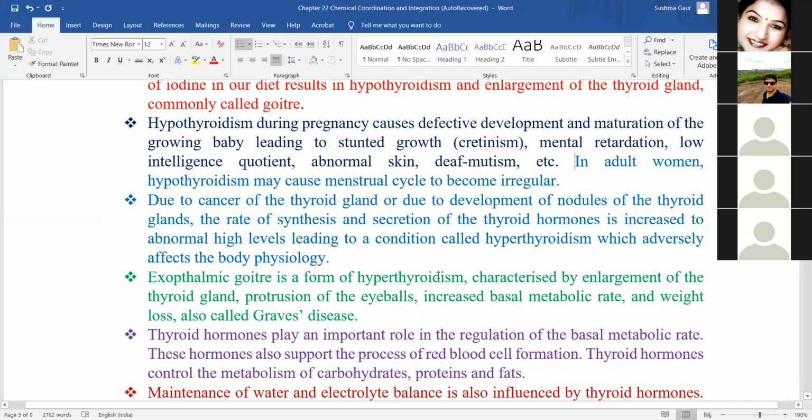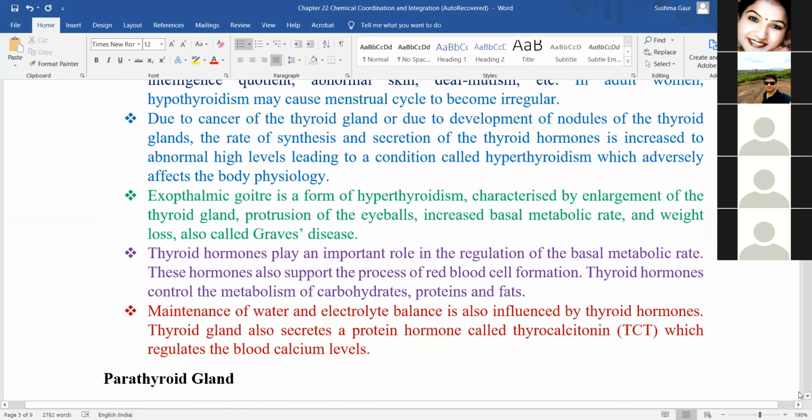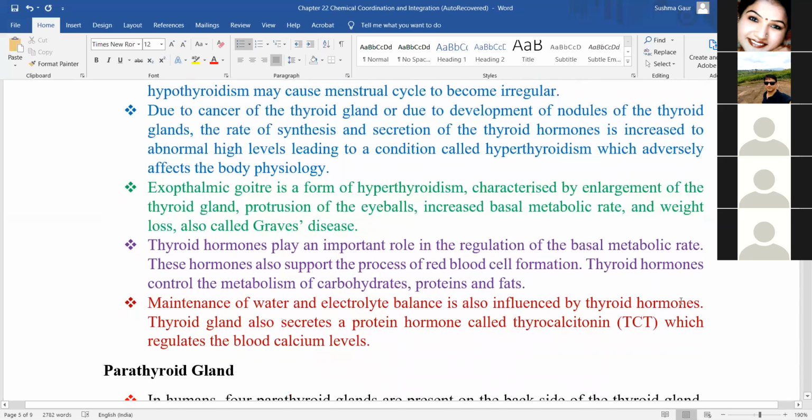Exophthalmic goiter is a disease of hyperthyroidism that is characterized by enlargement of thyroid gland, protrusion of the eyeballs, increased basal metabolic rate and weight loss, and it is also known as Graves disease. So there are two diseases related to thyroid gland. One is Graves disease, or we can say exophthalmic goiter, and the second is normal goiter. Graves disease is because of hyperthyroidism, whereas goiter is because of hypothyroidism.